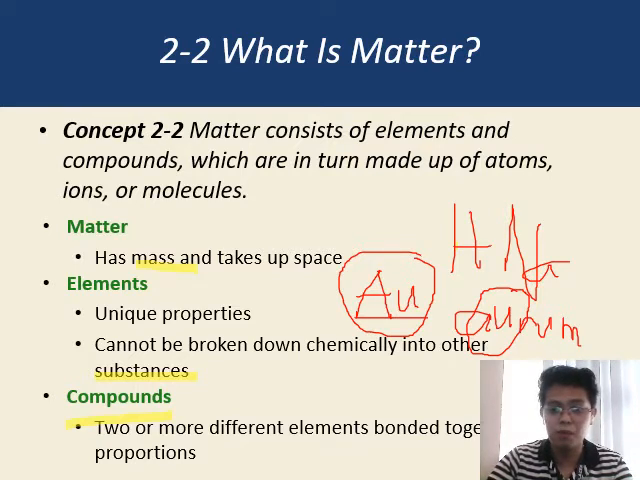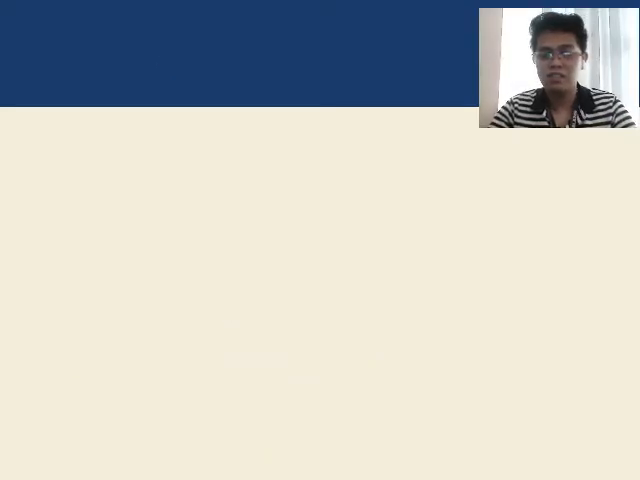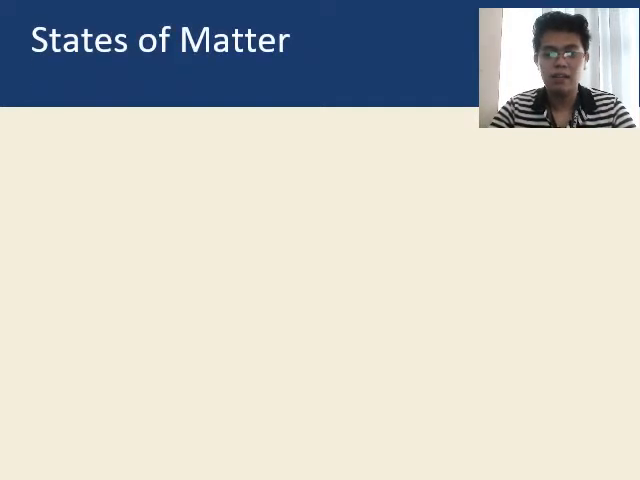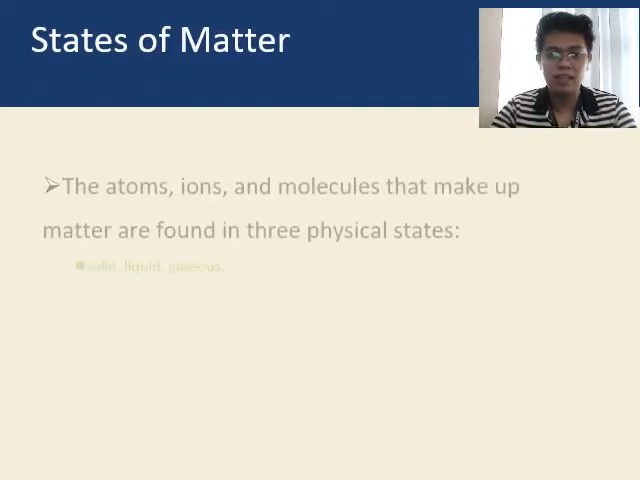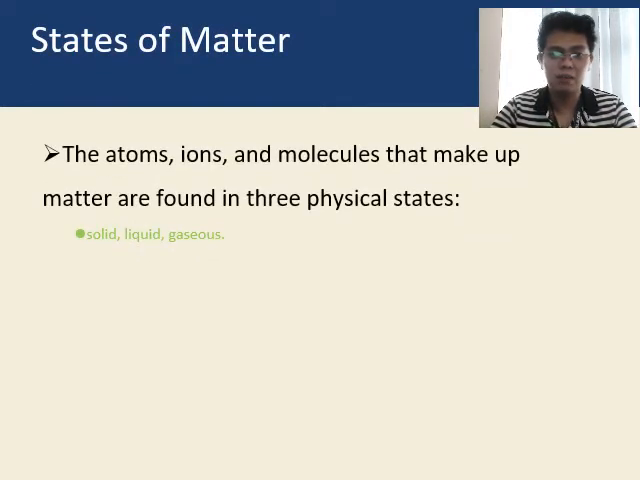in fixed proportions. So an example for that, we have NaCl, or sodium chloride. So it is a combination of two elements that are chemically bonded. As what I've mentioned a while ago, elements and compounds are made up of ions, atoms, and molecules.